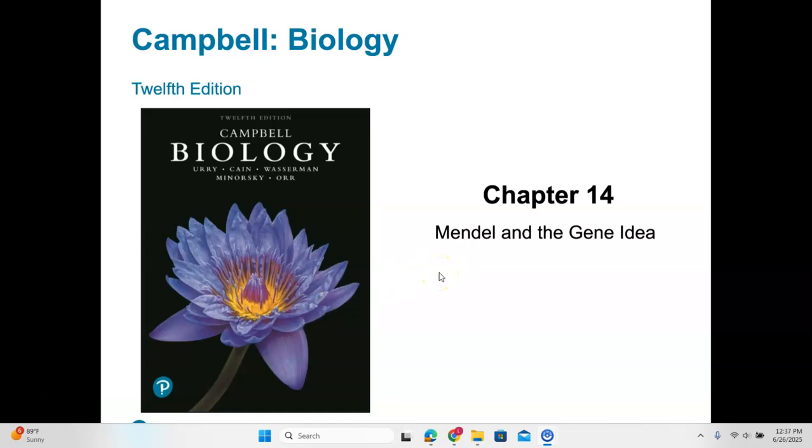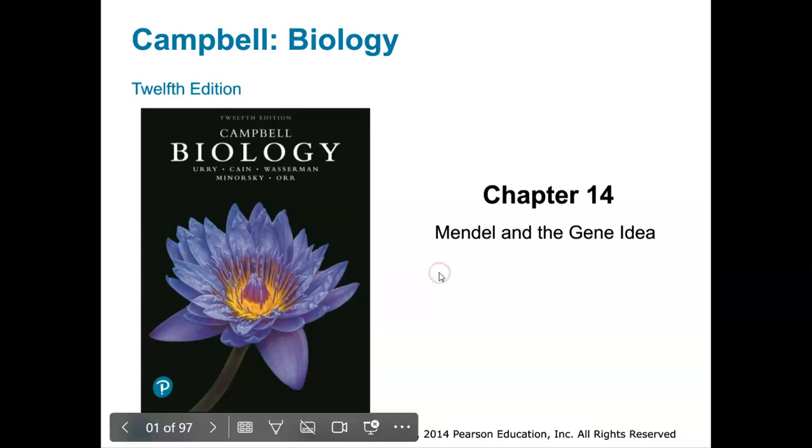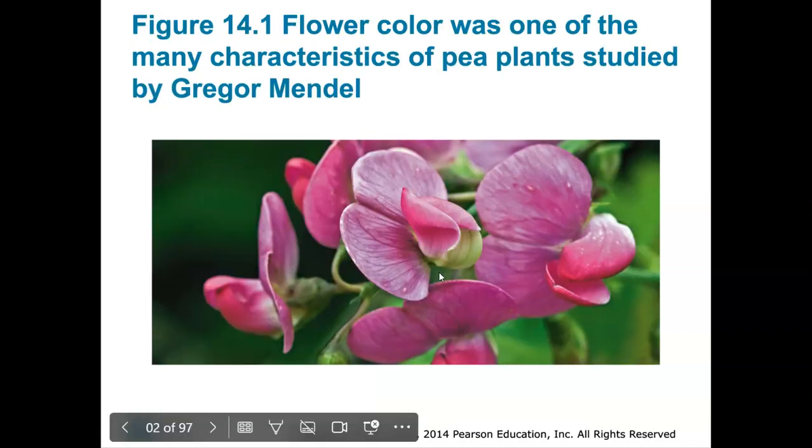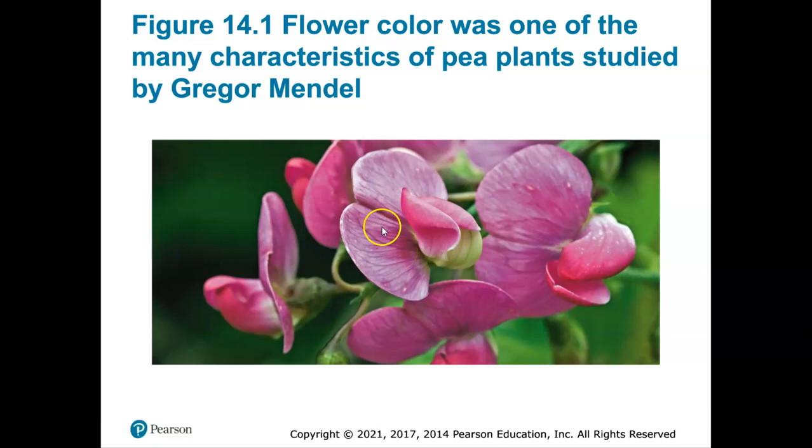These are the lecture notes for Chapter 14 on Gregor Mendel and heredity. What you're looking at here is a photograph of the flowers of a garden pea plant. Garden peas have two flower varieties as far as the color of the flower. The flower color can be purple or white.